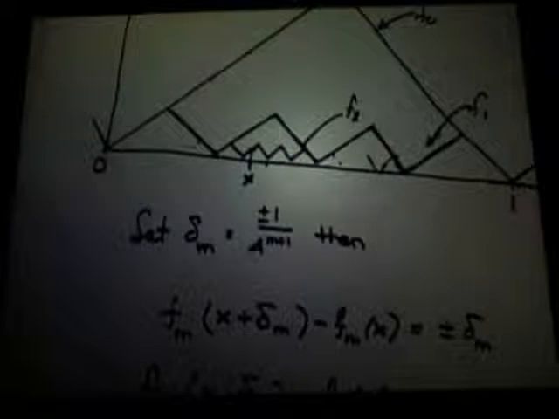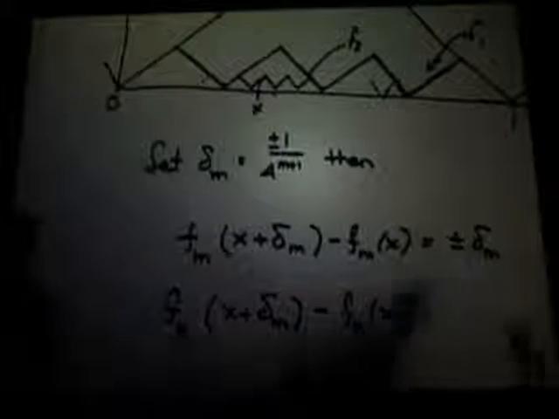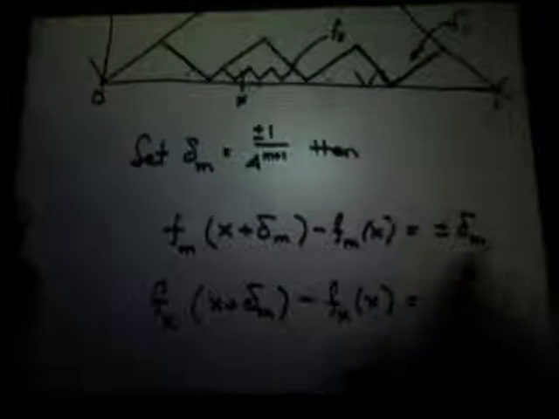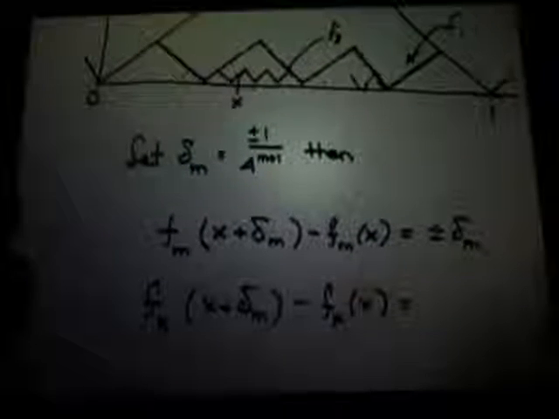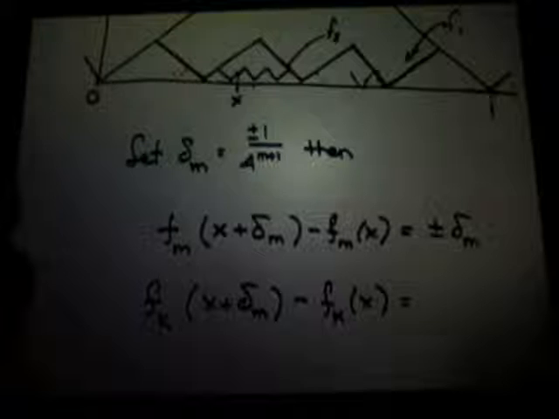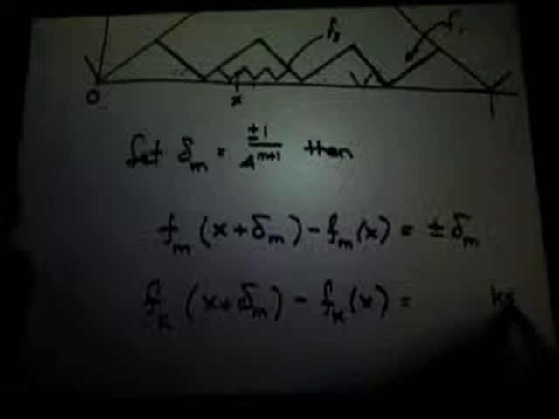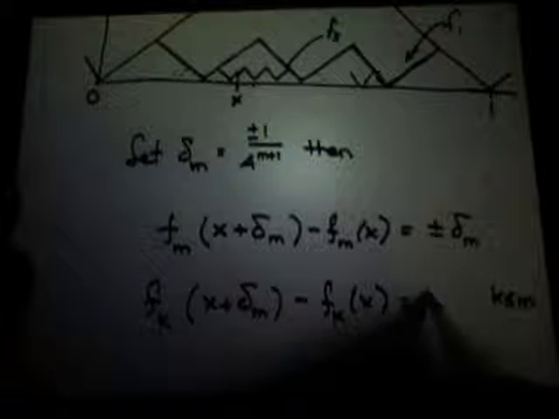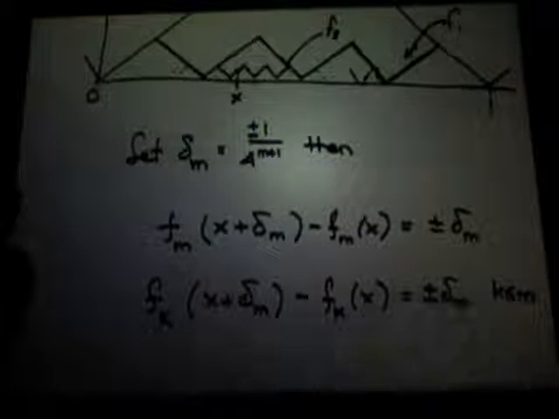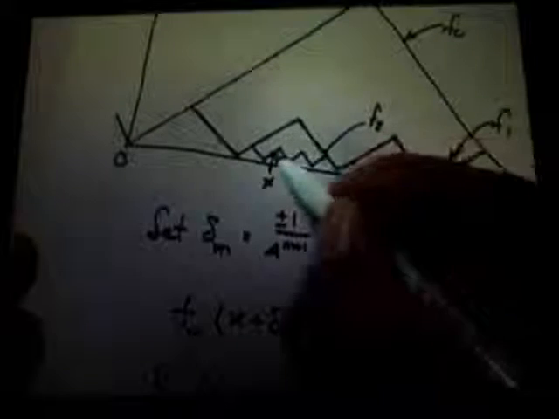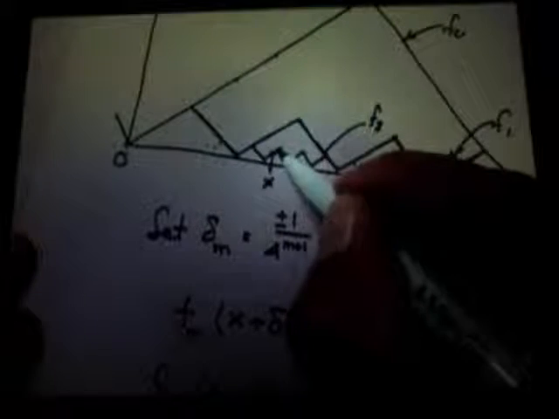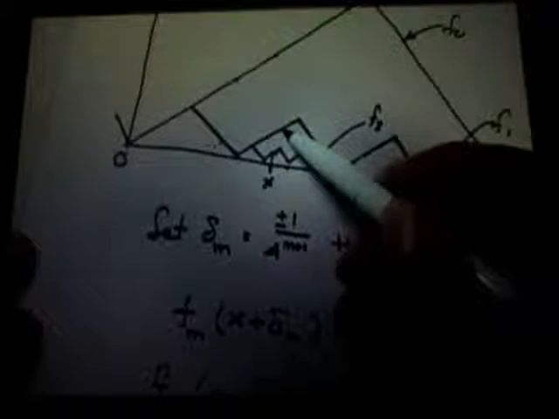What's that mean? It means that if k is less than or equal to m, then you still get that. Because if I move from x to x plus delta m, I slide up here, slide up on this one, slide up on this one. Never go over a peak.